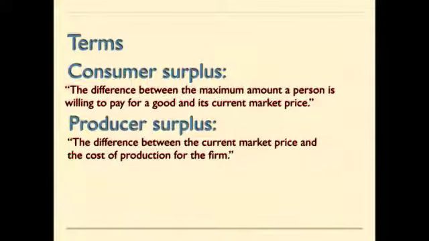Producer surplus, on the other hand, is the difference between the current market price and the cost of production for the firm. And for our purposes, the graphical analysis, we're going to be using the supply curve as the measure of the cost of production.